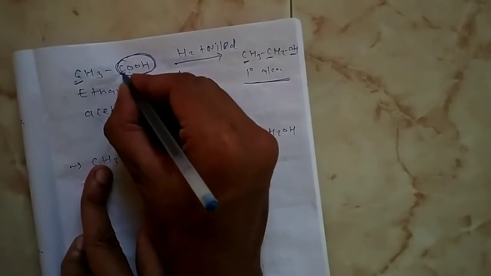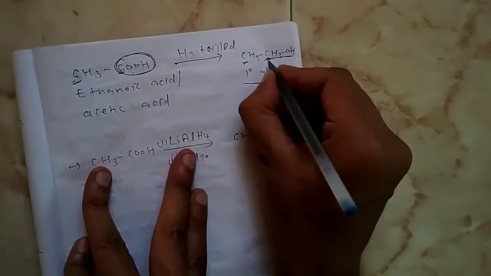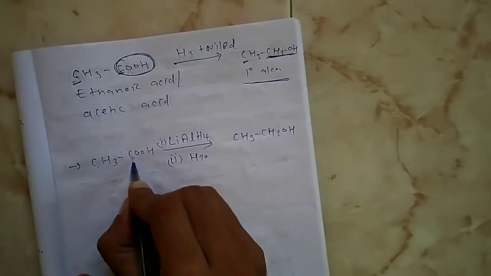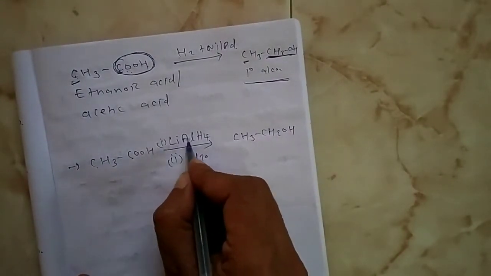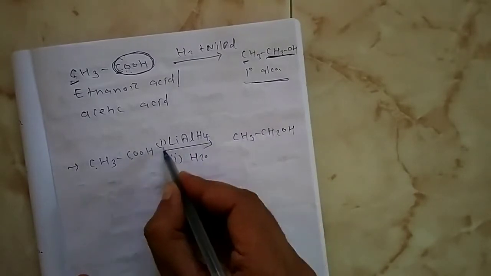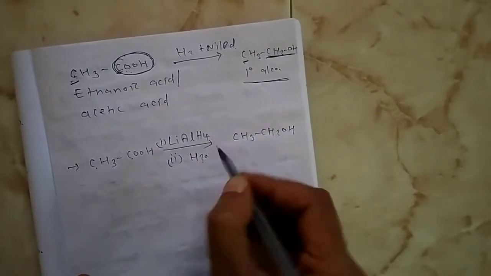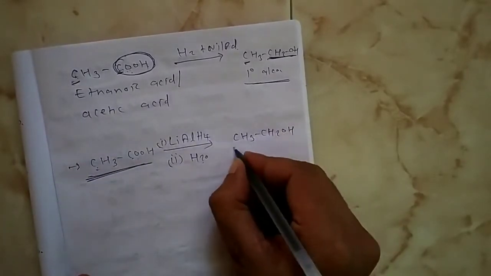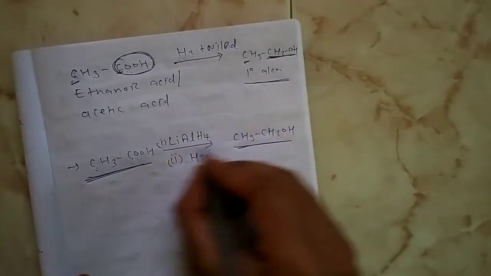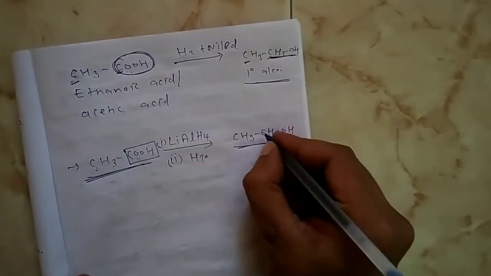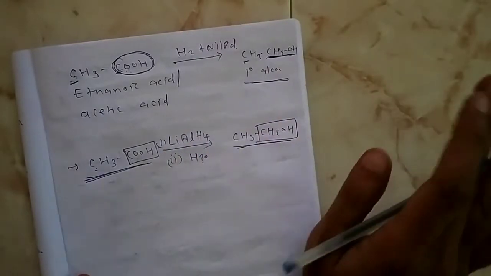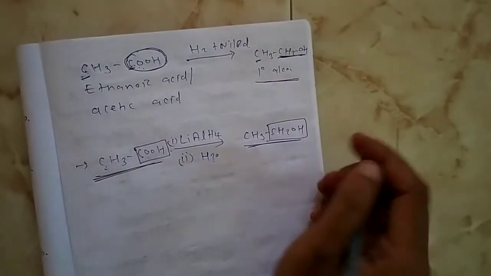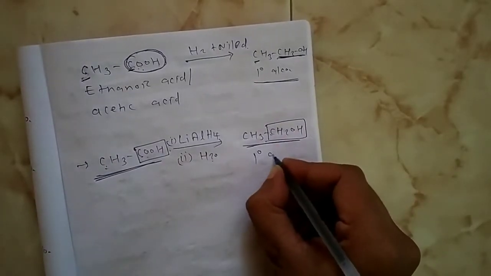So here you can see instead of COOH I have written CH2OH. Same way, on reaction with lithium aluminum hydride, you can see lithium aluminum hydride in the first step, and in the second step water is there. When it reacts with CH3COOH, it will give you 1 degree alcohol. You can see instead of COOH you have to write CH2OH. Just do it. Instead of COOH write down CH2OH. This one is our 1 degree alcohol.